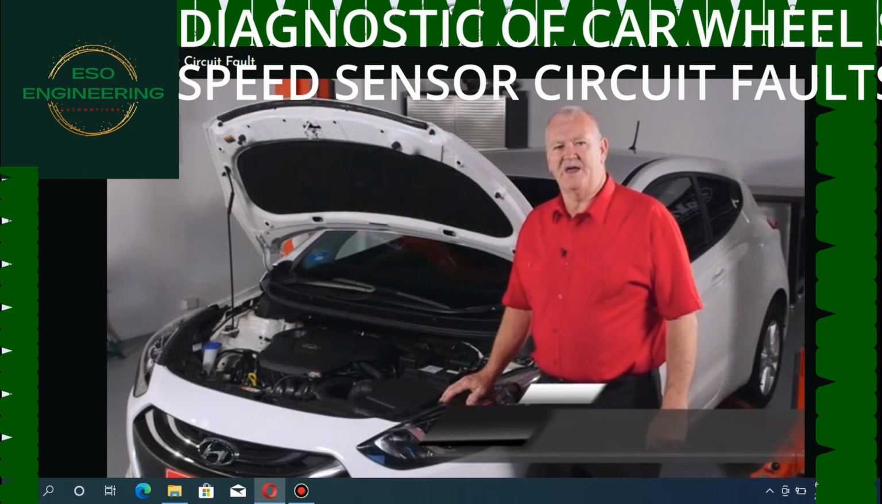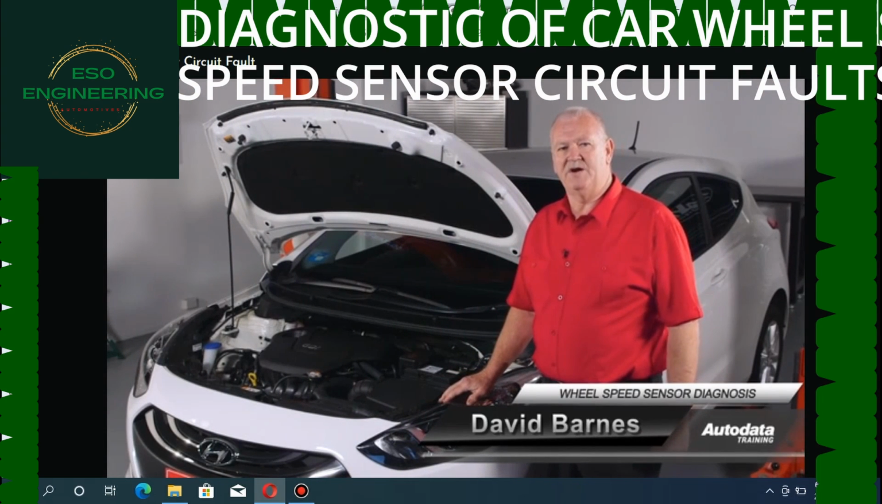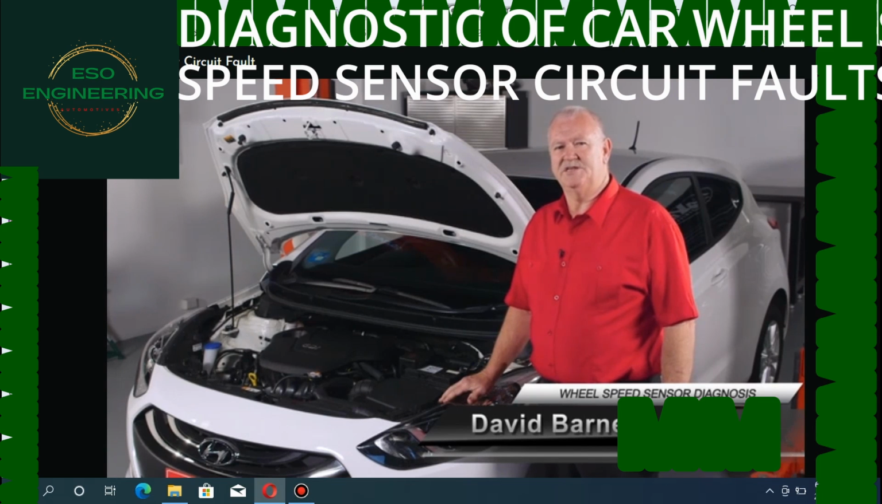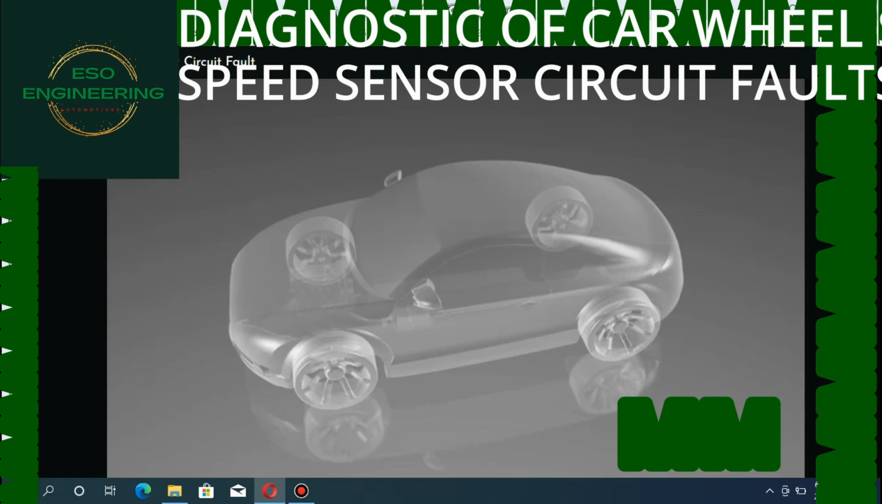ABS, or the anti-lock braking system, has been a key component of our vehicles for many years. There are lots of DTCs that can set for this system. In this module, we'll look at the wheel speed sensor codes. Each of these DTCs relates to a particular wheel speed sensor.